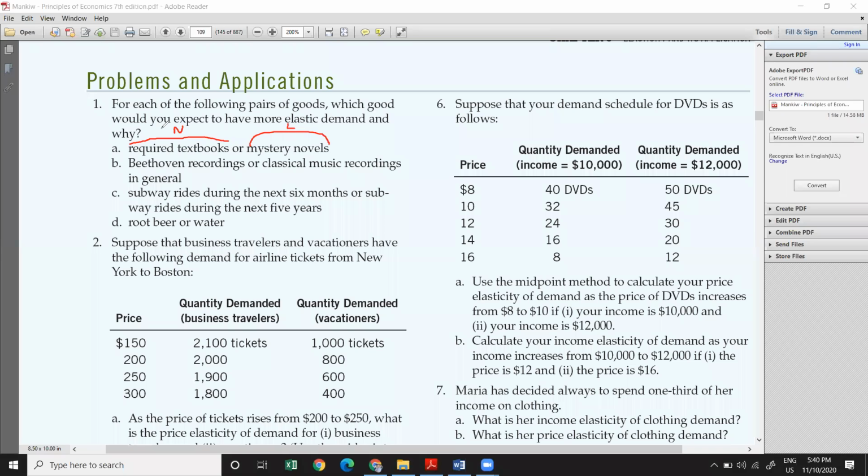However, when it comes to mystery novels, a change in the price will have a huge change in the quantity demanded. Or let me give you the number of percentages if you want to express it in terms of numbers. Yes?